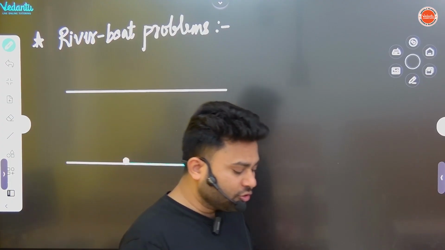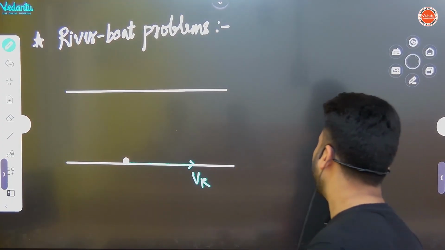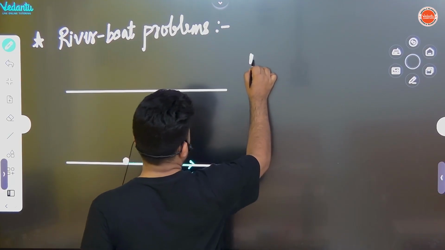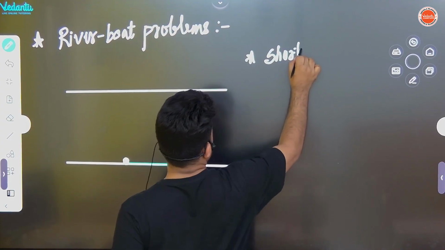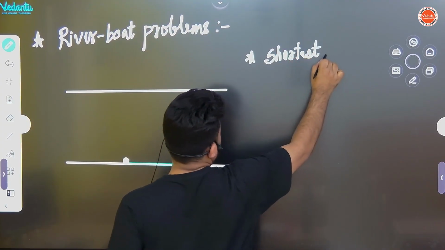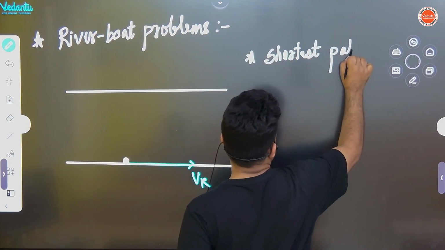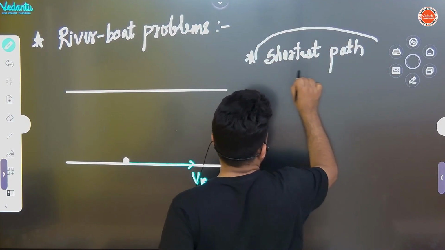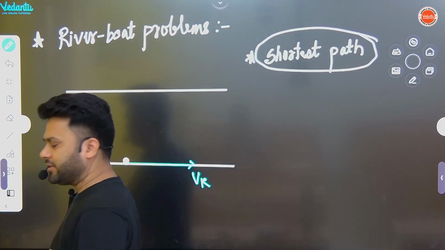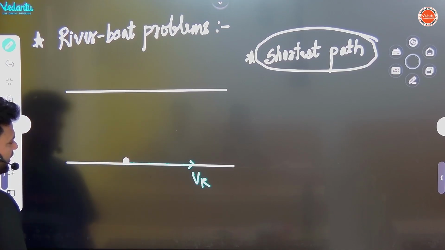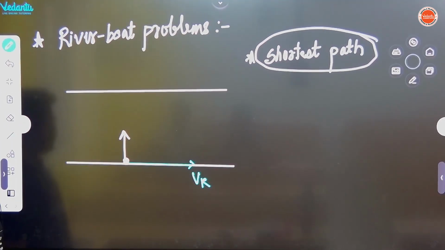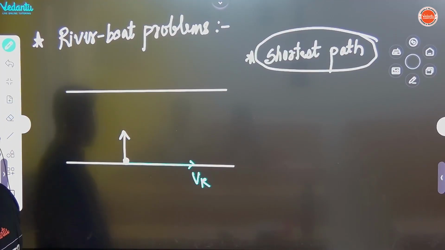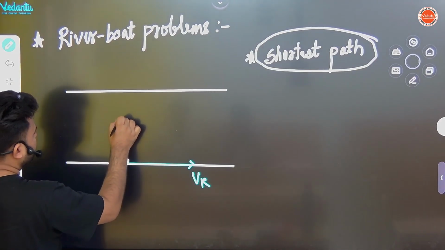Correct. He wants to go in the shortest path. Two types of questions come: shortest path and minimum time. Shortest path. He wants to cross the river via the shortest path. So you tell me, if the man tries swimming here, will it go there? Will it reach there?